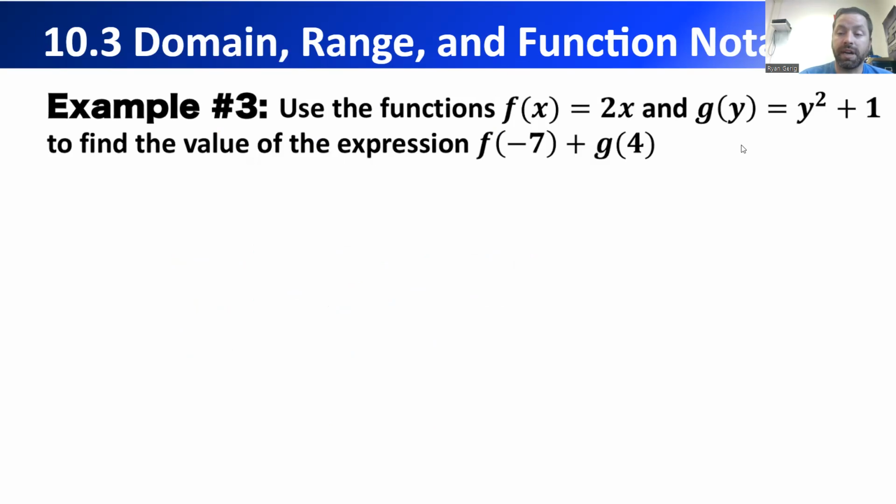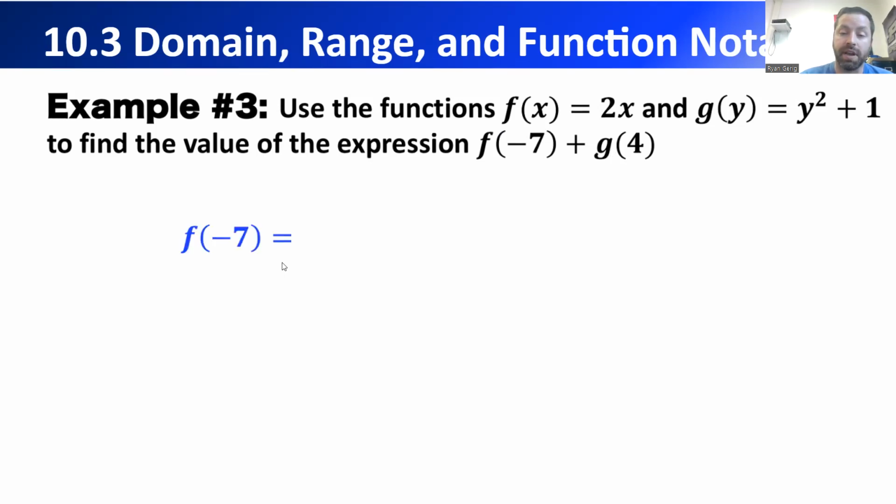All right, so now this one's going to have a couple different functions. Use the functions f of x equals 2x and g of y equals y squared plus 1 to find the value of the expression f of negative 7 plus g of negative 4. So we got a lot of steps here, but all we're doing is we're taking negative 7 and putting it in for x in the f function, which is the first one. And then we're going to take that answer and we're going to add it to the answer that we get when we put 4 in for y in the g function.